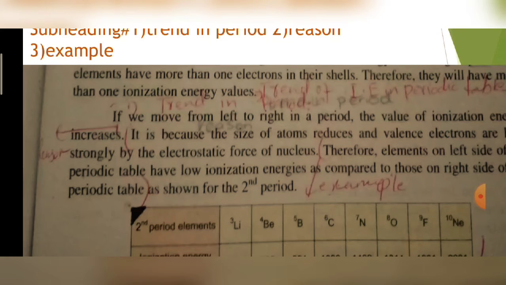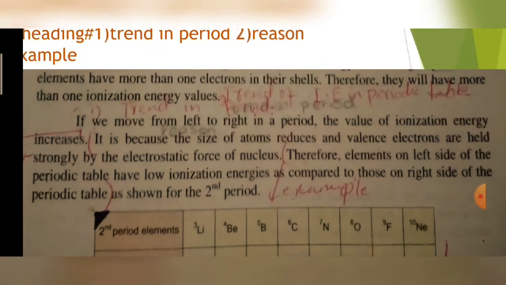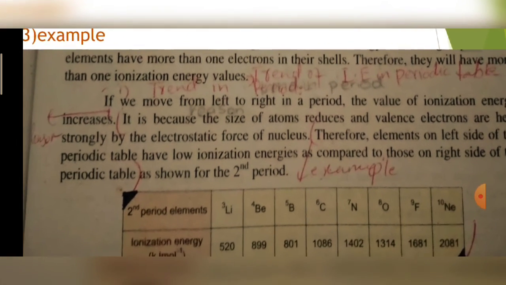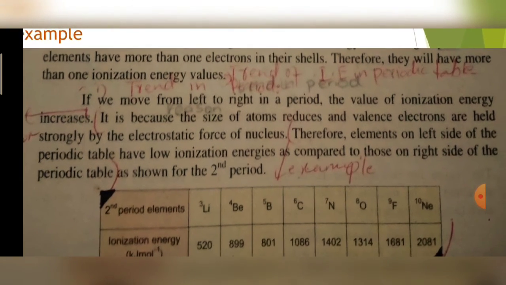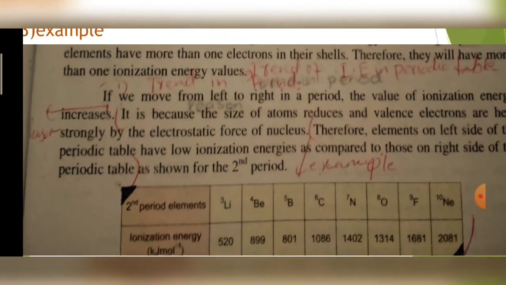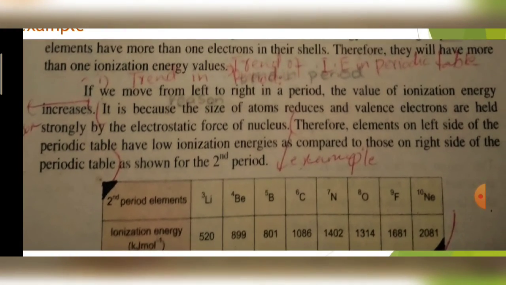It will be difficult to remove an electron from the outermost shell of an isolated gaseous atom when we move from left to right, because there is an increase of effective nuclear charge, and there is more force of attraction between the nucleus and outer electrons. Therefore elements on the left side of the periodic table have low ionization energy as compared to those on the right side of the periodic table.